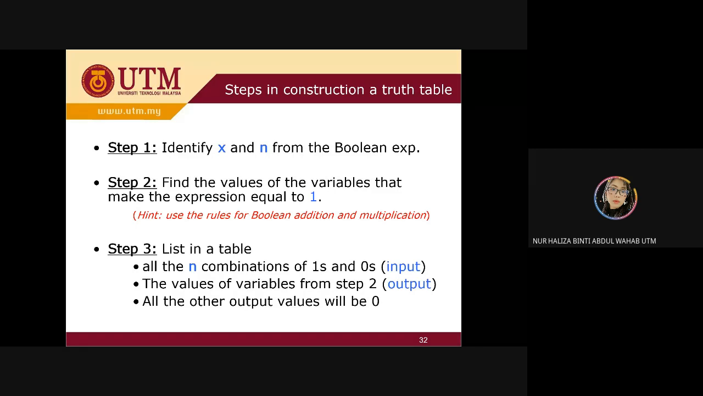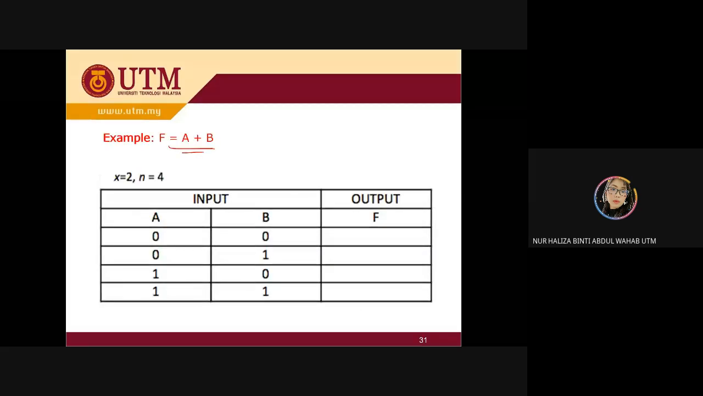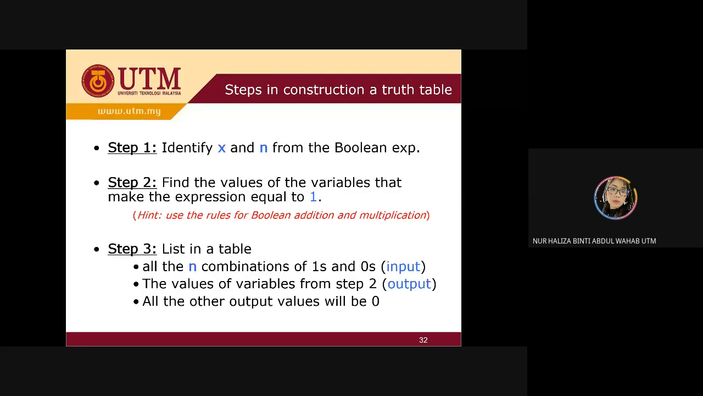But if you have more than a simple basic gate or Boolean expression, how are you going to get it? So here is the step by step. First step, you need to identify 2 to the power of N, which is the total number of possible input combinations you're going to have, and also the values of your inputs. And step 2, find what will make your output become 1.